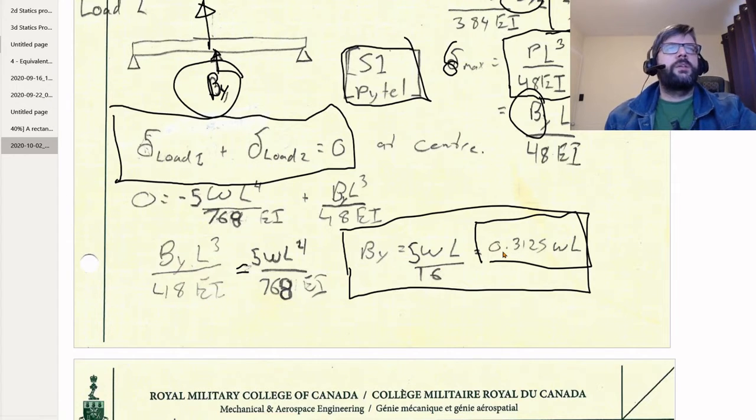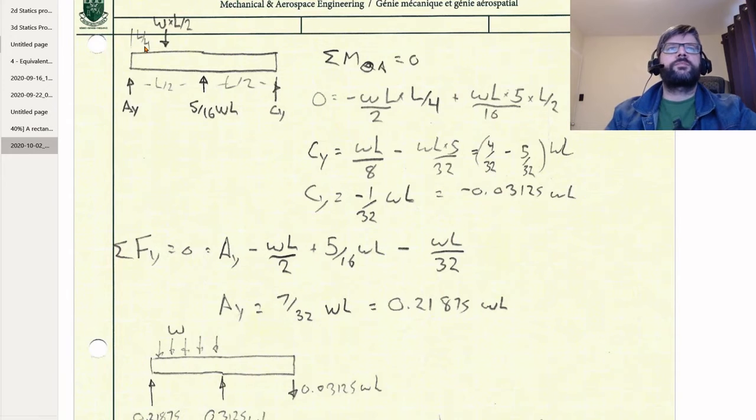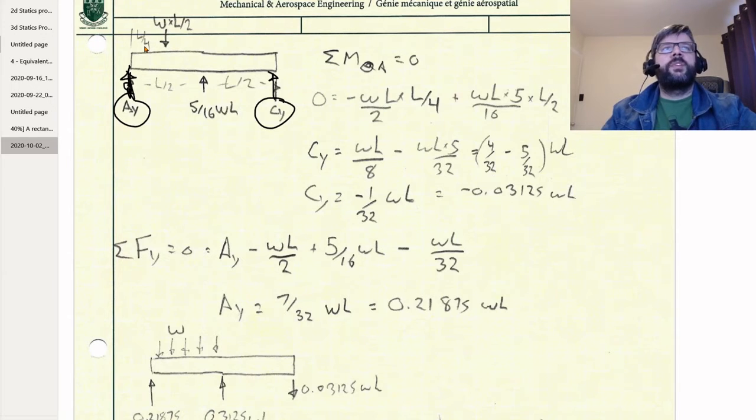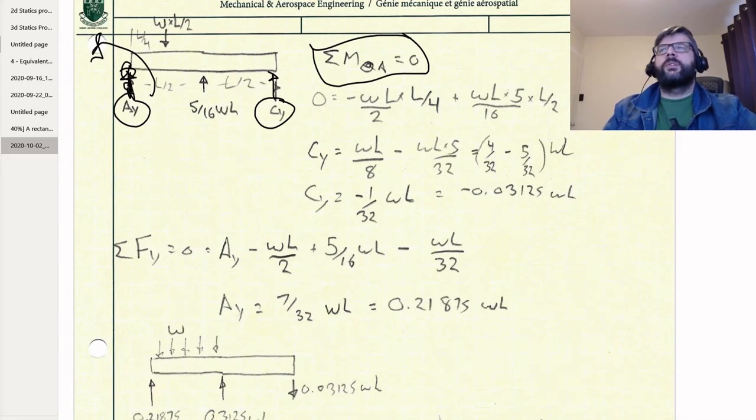Now let's go ahead and redraw our free body diagram here, and I'm going to replace the distributed load with a point load, so we can use it to help figure out what a reaction is. We've got our supports, the two other remaining unknown reactions, AY and CY. If we take a moment about A, that needs to be equal to 0 because we're still in equilibrium.